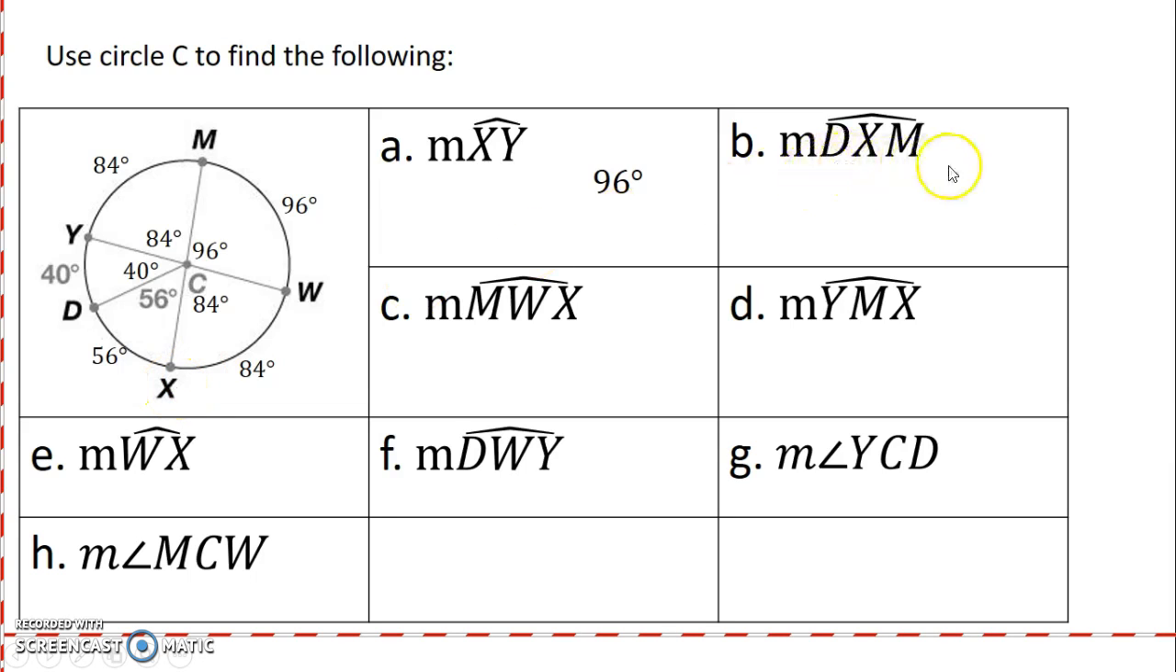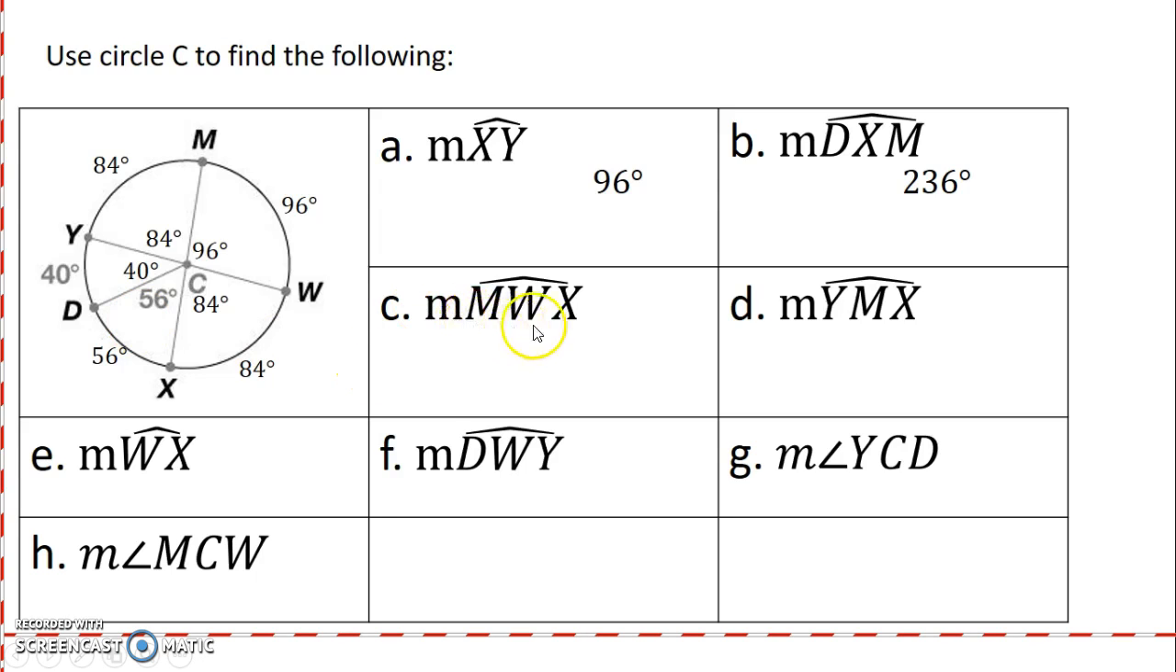Next is arc DXM. It's a major arc or possibly a semicircle because there are 3 letters. So if I go find it, D, head toward X, end at M. You'll notice if you're tracing that, you have to go through 3 adjacent arcs, which is fine. Just add those 3 together. So 96 plus 84 plus 56 is 236 degrees.